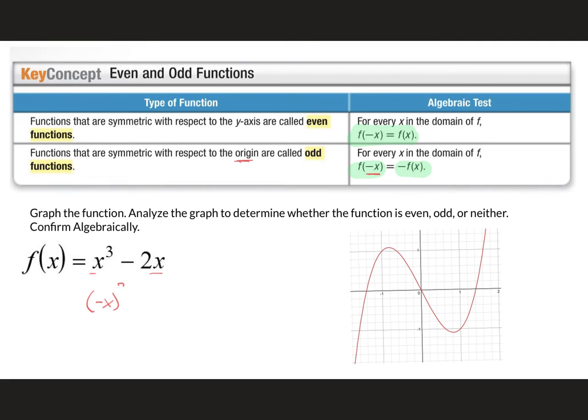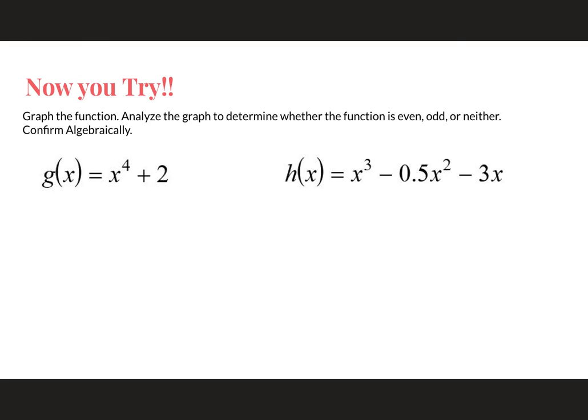So negative x cubed minus 2 negative x. So simplifying, a negative cubed will give me a negative x cubed answer. A negative times a negative will give me a positive, whatever 2x is. So because this is the exact opposite of our function, it satisfies. So this is an odd function. And this is my algebraic support.